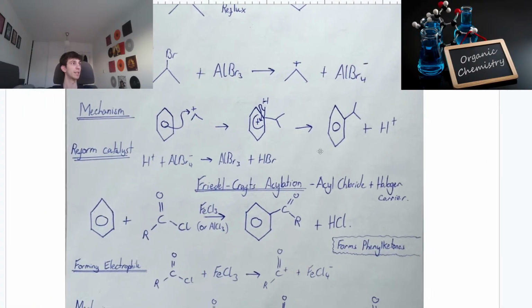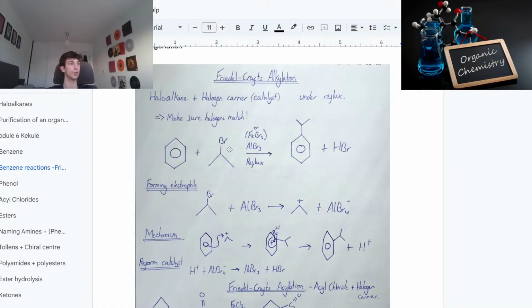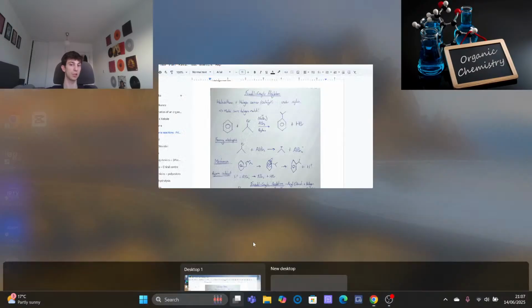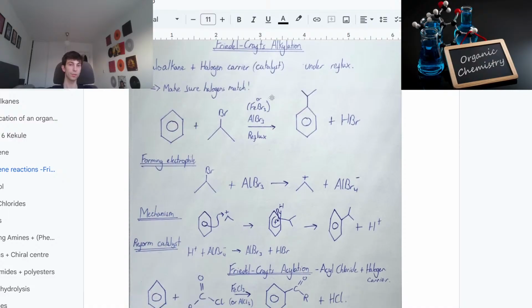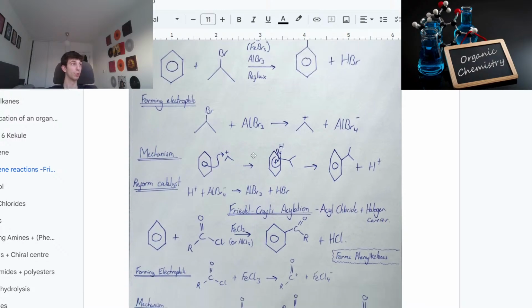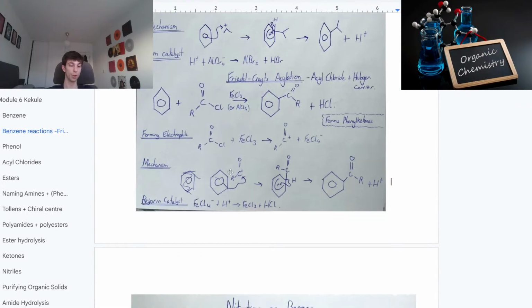Exactly. Electron pair acceptor, it's an electrophile, and we know benzene can't undergo electrophilic addition. So guys, Friedel-Crafts alkylation and acylation, they're both under reflux. They both require a halogen carrier. And we both have to reform that catalyst at the end. Okay? Nothing crazy at all. Because we still got loads to go through, so let's keep going.